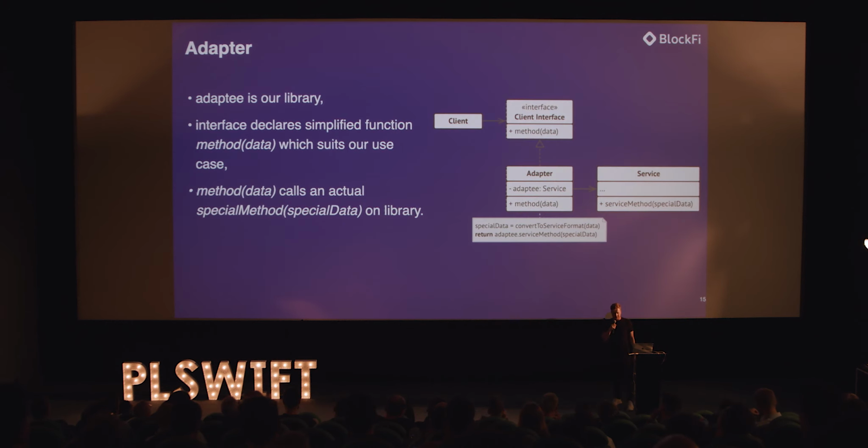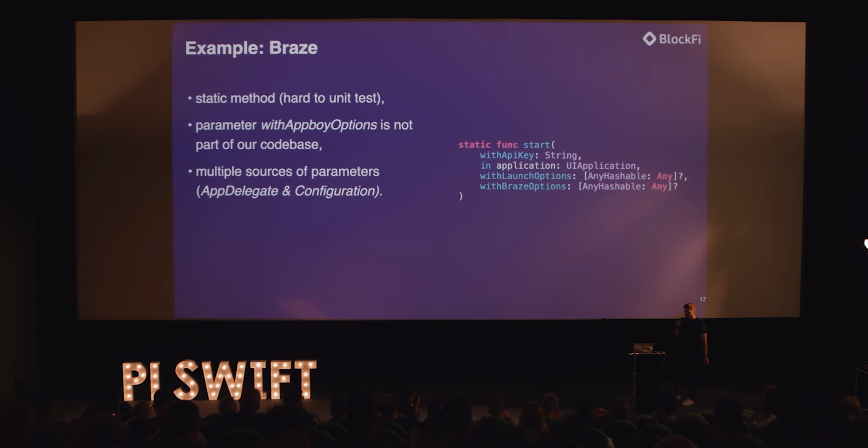Okay, so how does it work? We have the adaptee, which is basically our library, and we have a declared interface, which has simplified methods of the library, and then in the body of the declared method, we have the call to the adaptee itself, to the library itself. Working example. So this is an example of Braze.